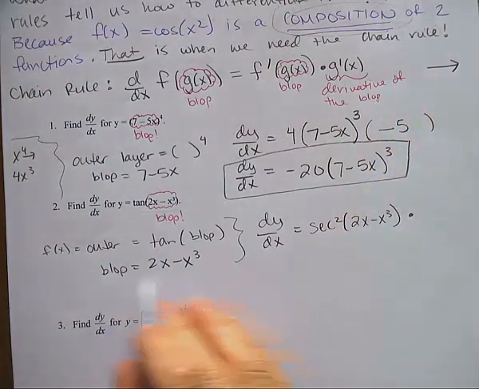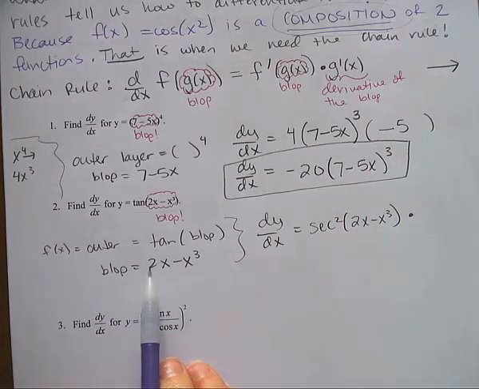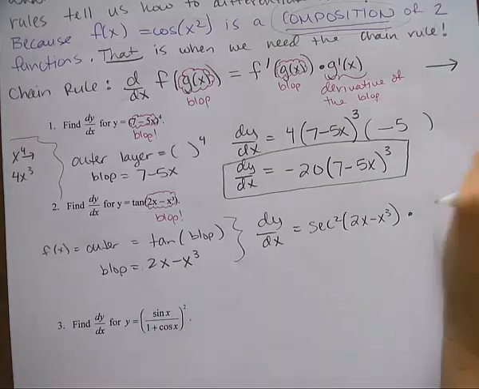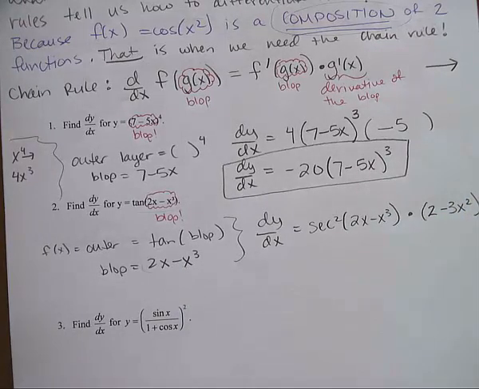times the derivative of the BLOP, which in this case would be 2, because the derivative of 2x is 2, minus 3x squared, because the derivative of x to the 3rd is 3x squared. And that's our final answer for that one.